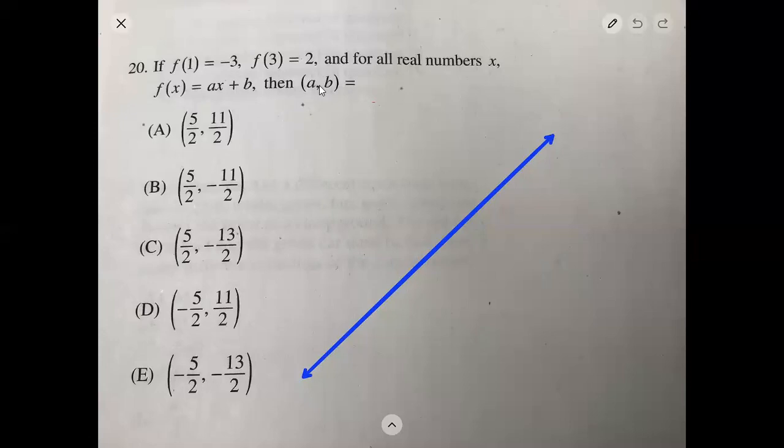Okay, so this is basically just a function, and they're giving us 2 points, and they want us to come up with the equation. So this is a very straightforward question. It says if f of 1 is equal to a negative 3, when the input is 3, the output is 2, they want us to come up with the function, and it's going to be in slope-intercept form. And we're going to take the slope and the y-intercept, and that's going to be a point AB. All right, so again, this was a pretty straightforward question.